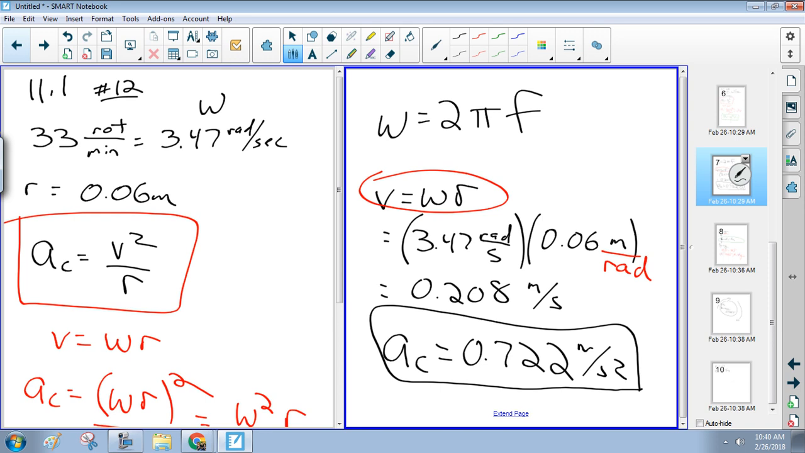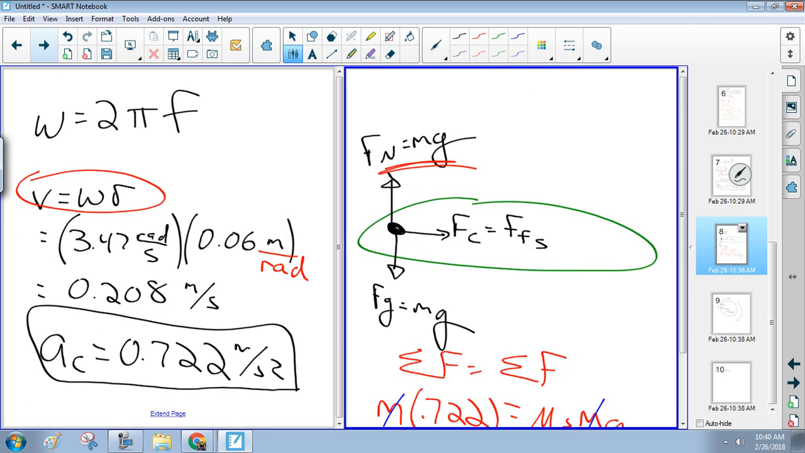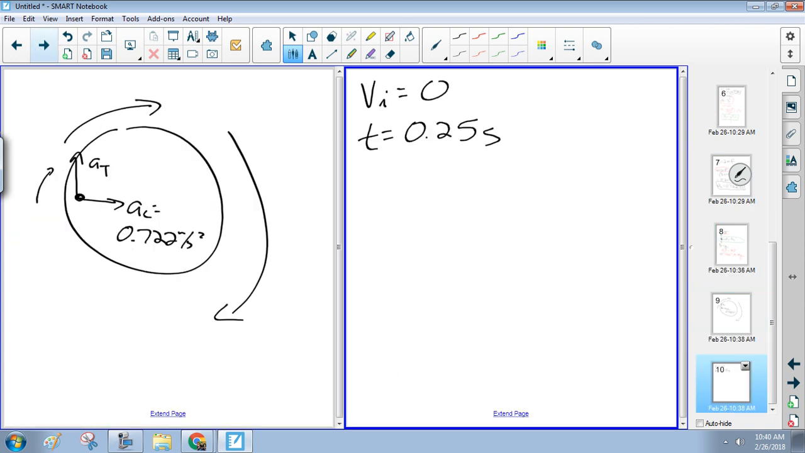Oh, here. We know our angular velocity, so we can find our final velocity, right? Good? So our VF should just be omega F times R, right? Our final angular velocity we said was 3.47 radians per second, times our radius of 0.06.